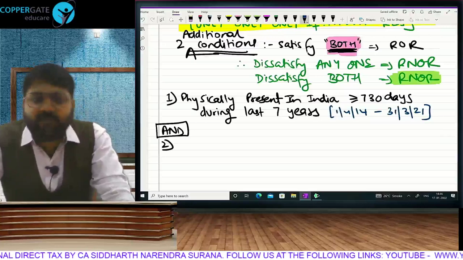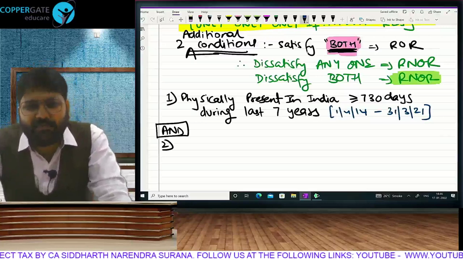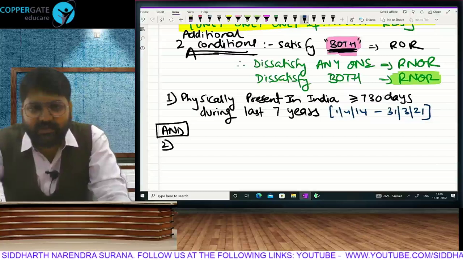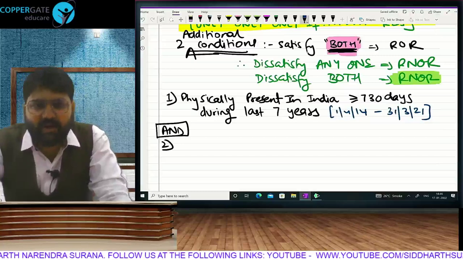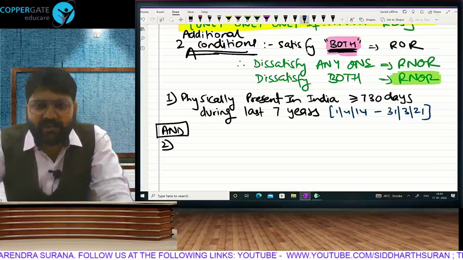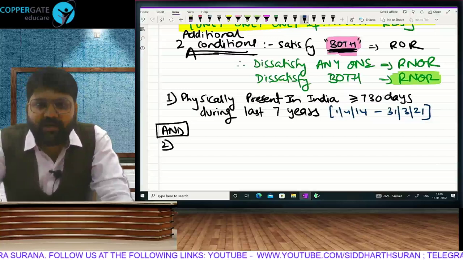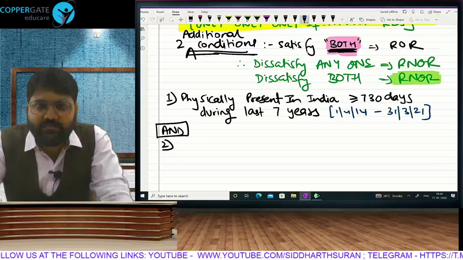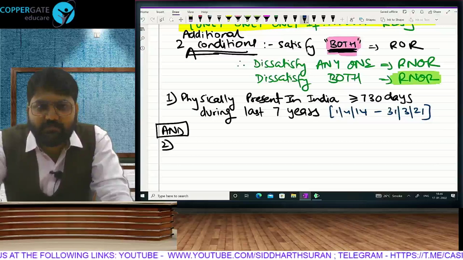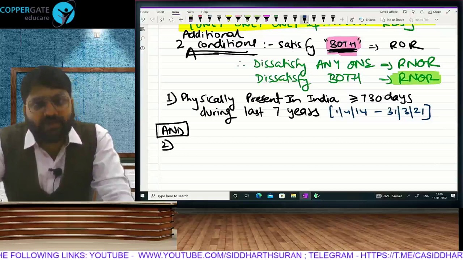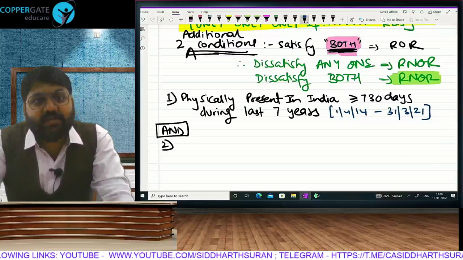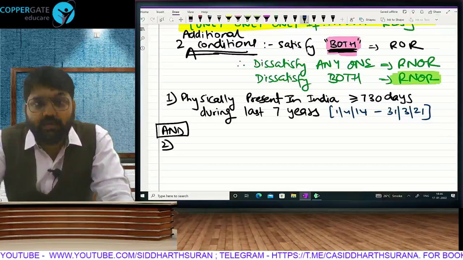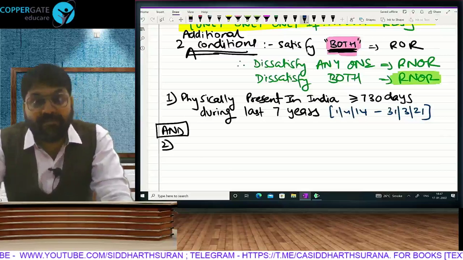One thing I would like to tell you orally; if required, you can write it. In all the discussion that we have done till now, have you all realized that residential status can change every year? True or false, residential status of an assessee can change every year. Yes, it can change. Every year you have to determine this.